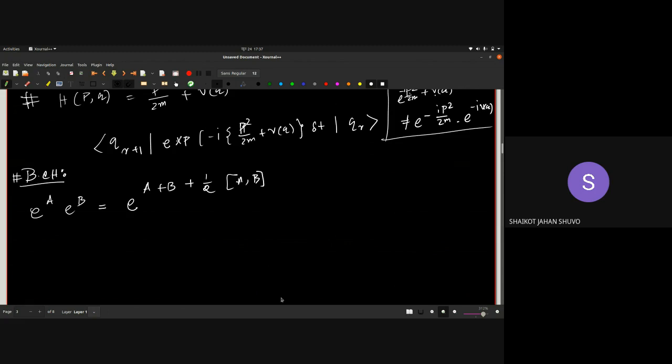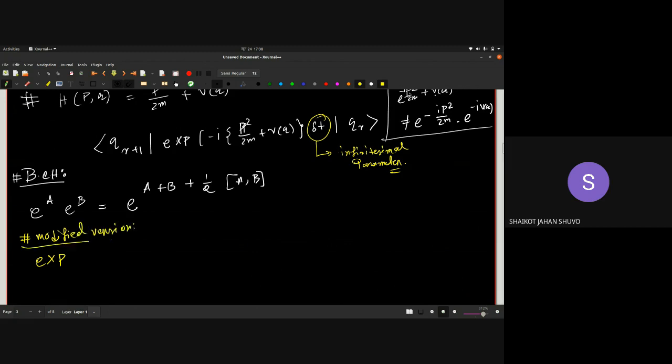And the only modification we need for our case is that we need to multiply these A and B with some infinitesimal parameter. Why? Because look at this guy over here. This is some infinitesimal parameter. So we need a modified version of it. How can we do that? Well, let's try to write something like this. So this is the modified version, or the version that is suitable to our cause. You can think of it like this as well.